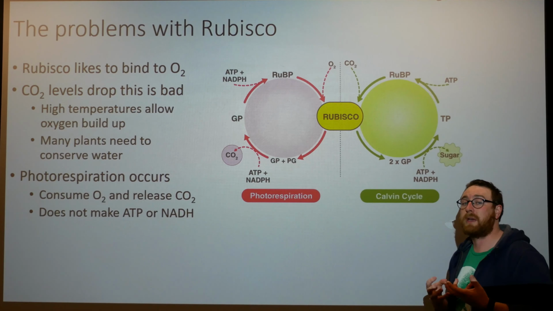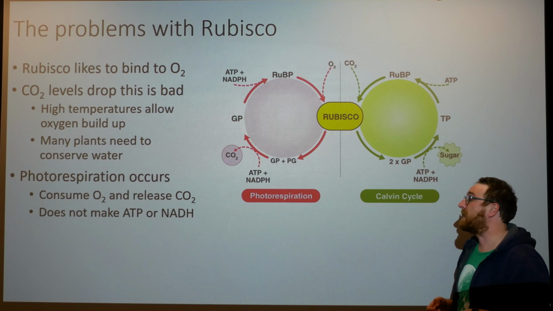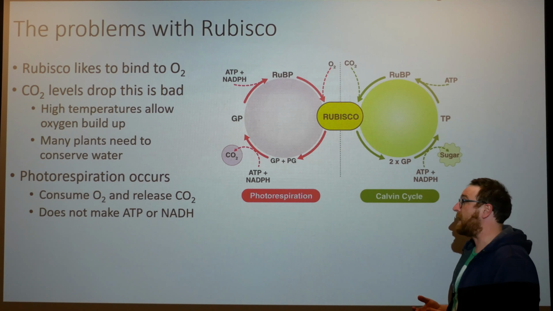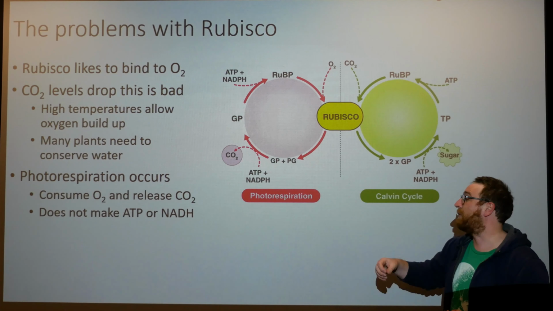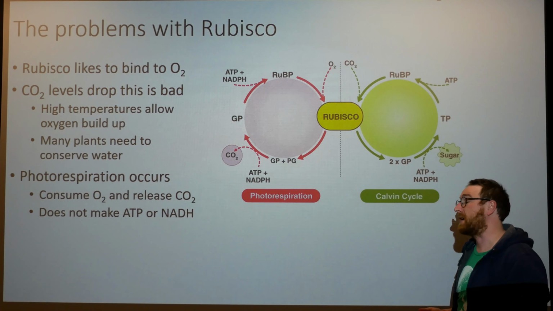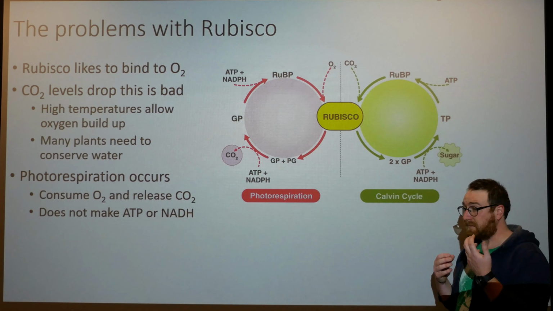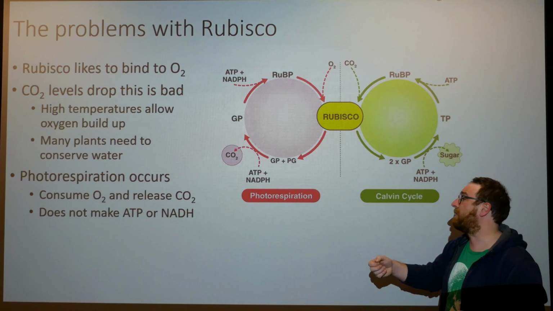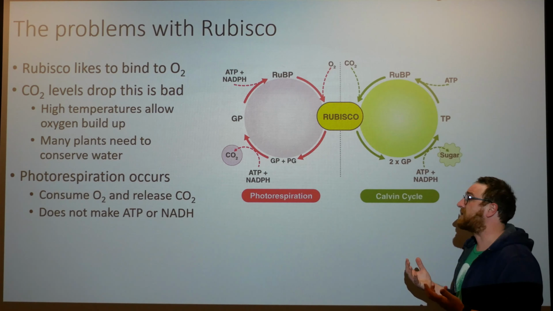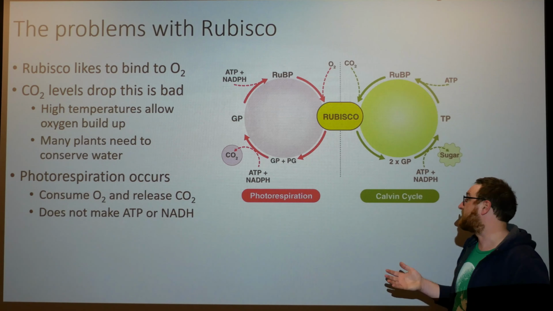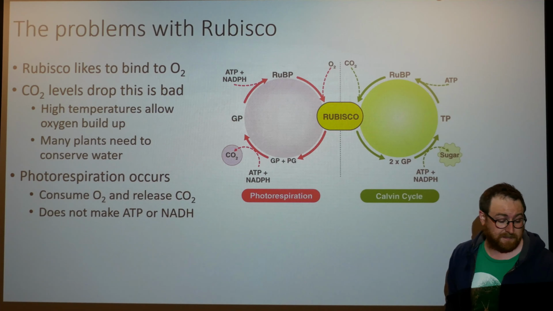Photorespiration is a really problematic process because it doesn't make sugars in the end for the plants. In fact, it actually takes more energy to do photorespiration than the plants can produce. And so if a plant is forced to do photorespiration because there's too much oxygen inside of it, it's going to eventually die because it's not going to be able to make sugars.